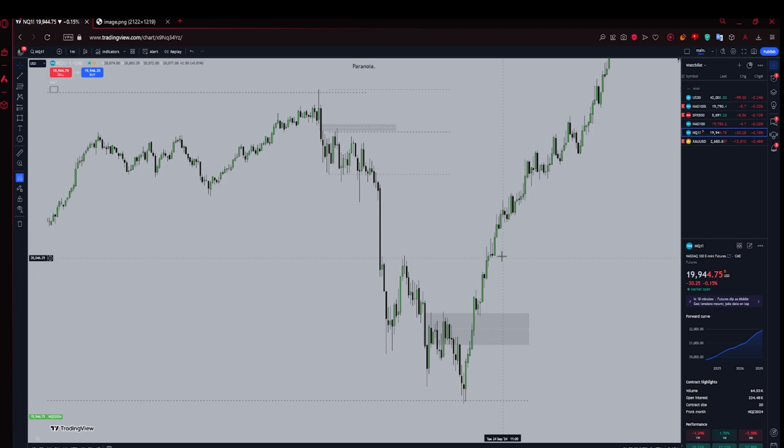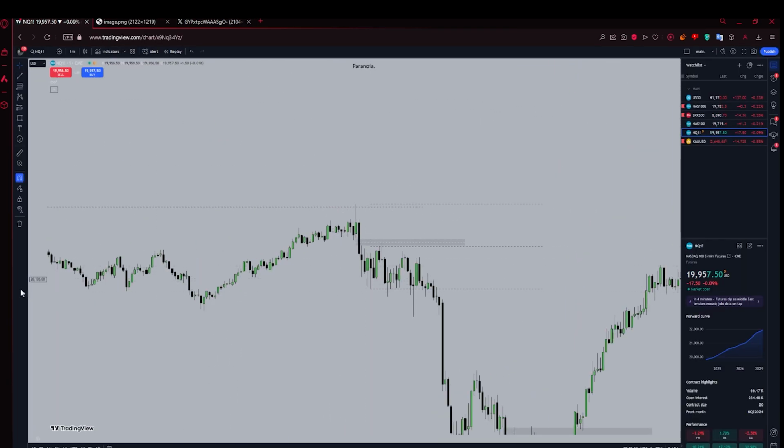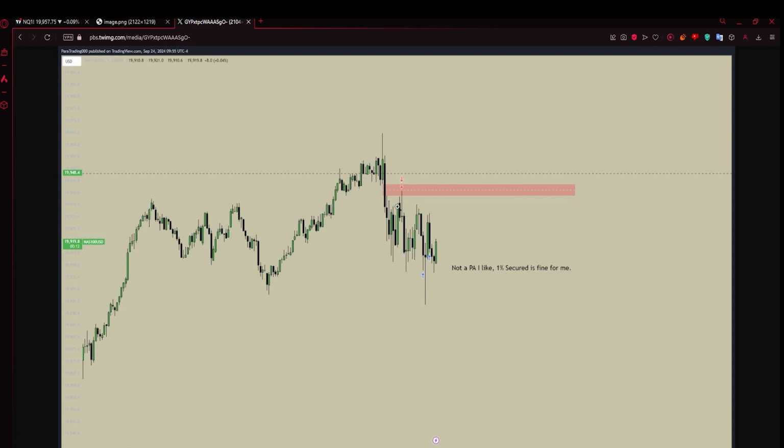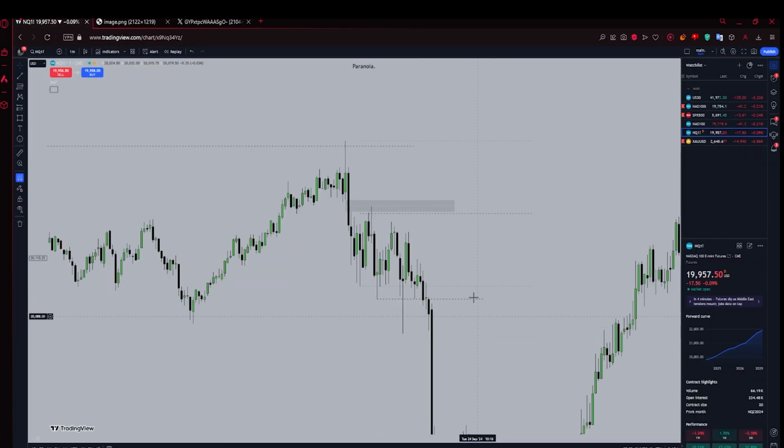I'll actually try to find a screenshot of it and put it on the screen. And this is the trade that I was talking about. We can see this is the same price action right here. And this is the execution. You can see I took a short there, although I did get out at 1RR. So around right here was where I got out.